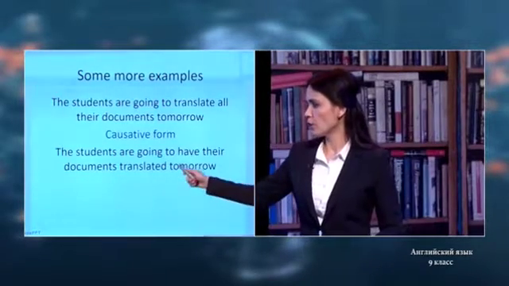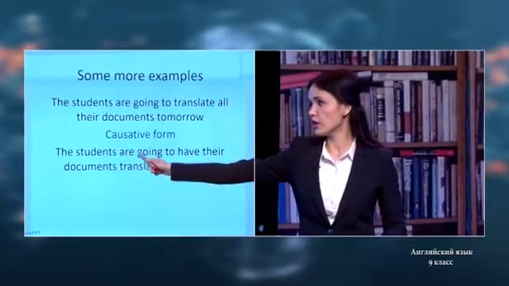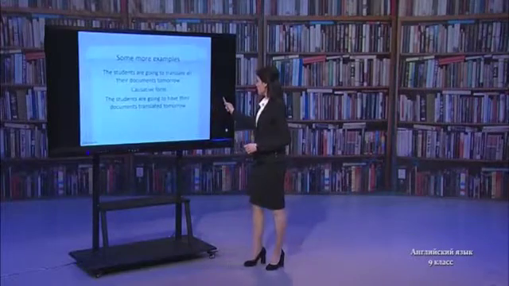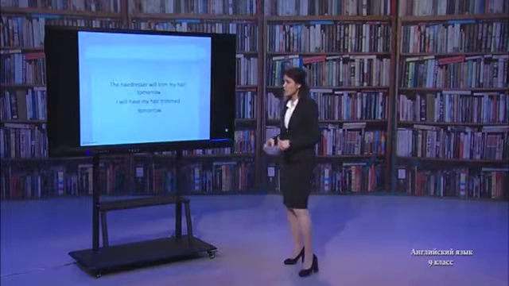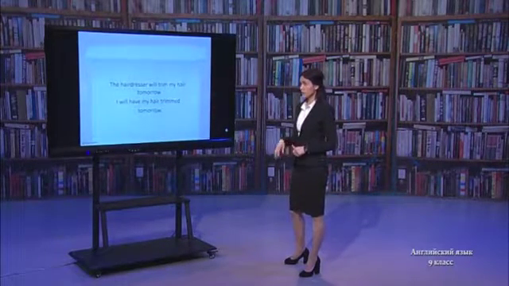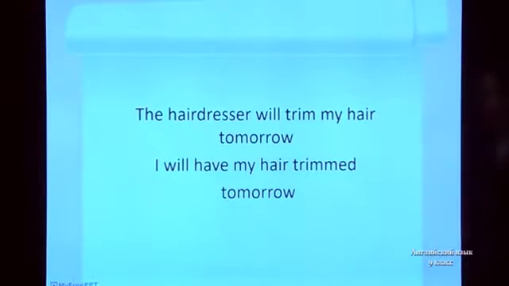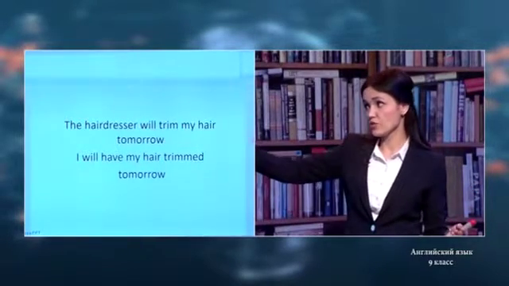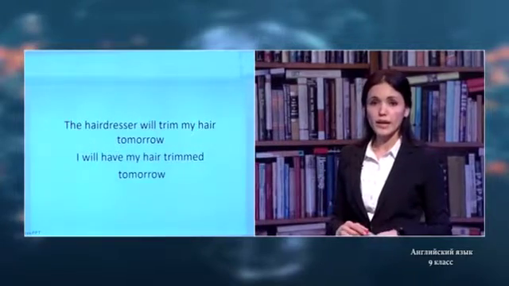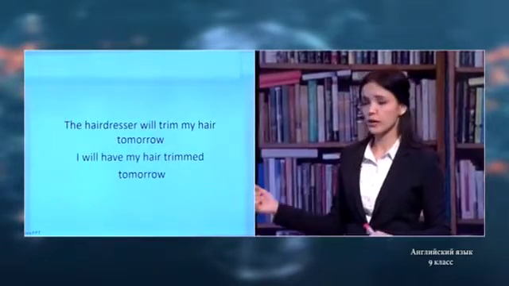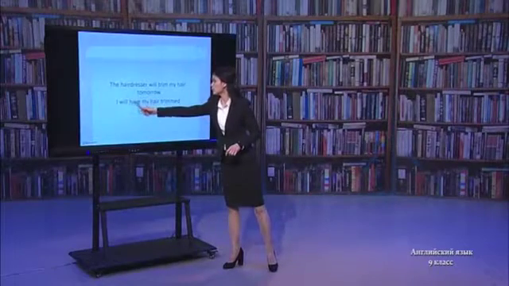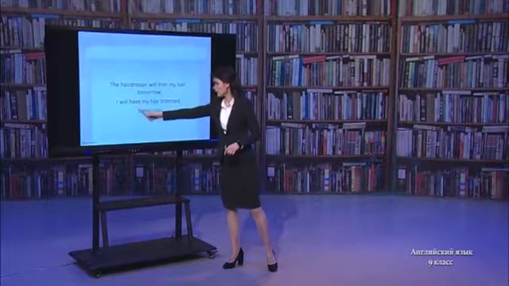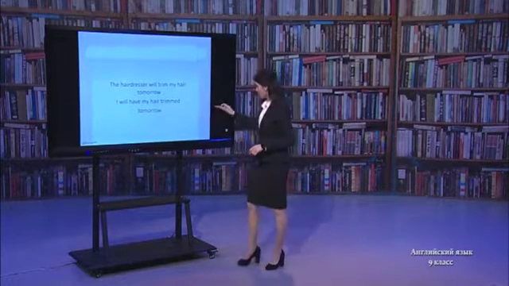You see the signal word future tense, and you use here are going to have. Well, the hairdresser will trim my hair tomorrow. That means hairdresser will cut my hair tomorrow because I'm not a professional. I have no idea how to cut my hair, and I asked somebody, or my friend, or my family members, or a hairdresser to trim my hair. That's why I will have my hair trimmed tomorrow. In this sentence, you will use will because you see the signal word tomorrow.